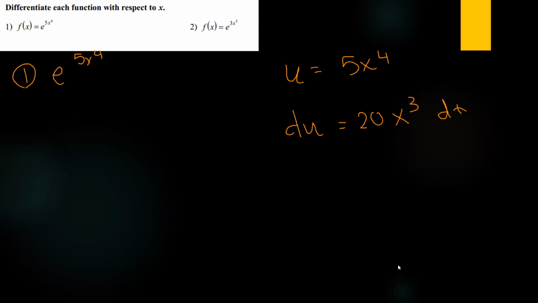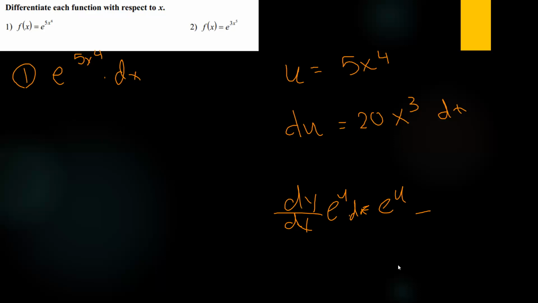Then what did we have here? We have to find the derivative of e to the power 5x to the power 4 dx. So now I told you that we know that the derivative of e to the power u du will be e to the power u.